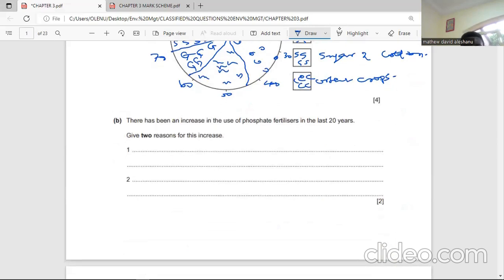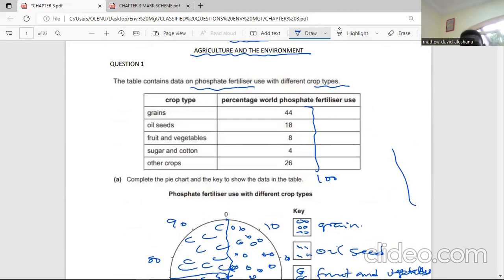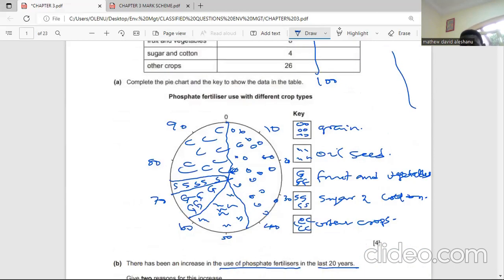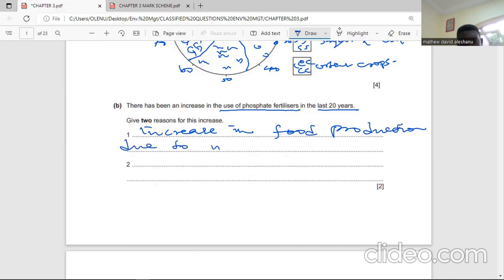Now, they said there has been an increase in the use of phosphate fertilizer in the last 20 years. Give reason. From here, we've been told that phosphate fertilizer is used with different crops. If it's used with different crops, you need it for food production. So describe why it has increased. If you need it for food production, why will food production increase? One, increase in food production. Now, due to what? Due to increase in population.